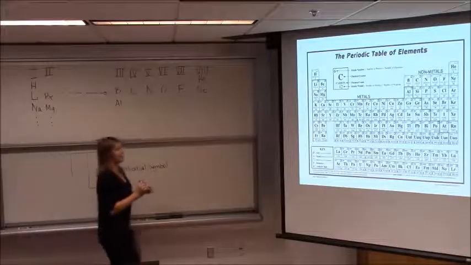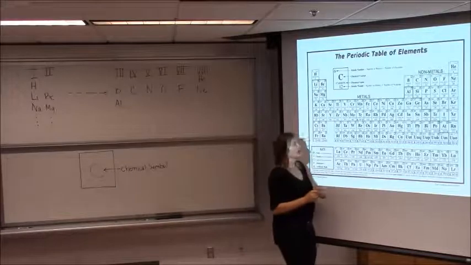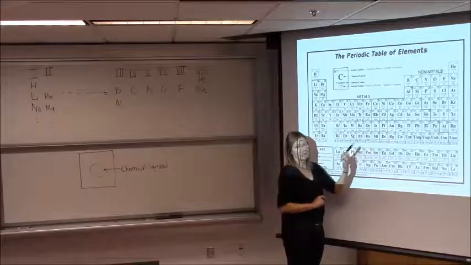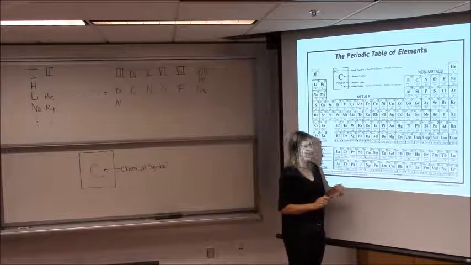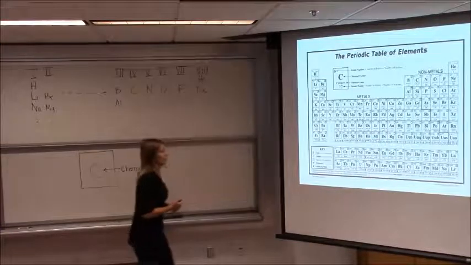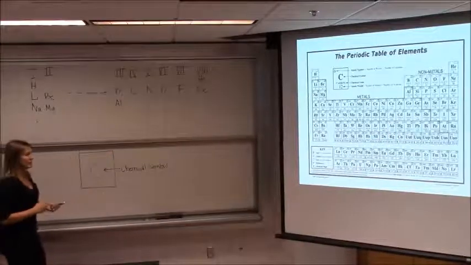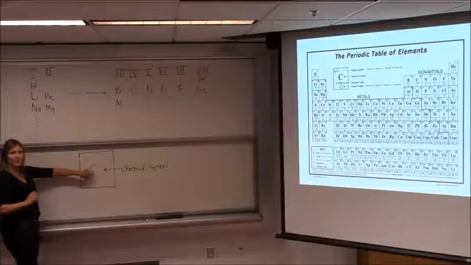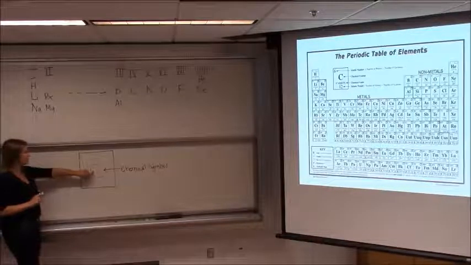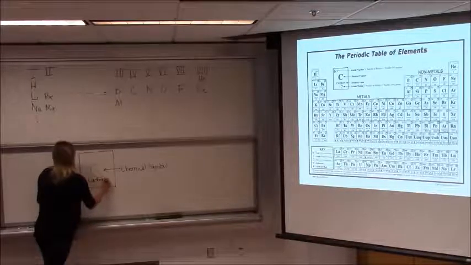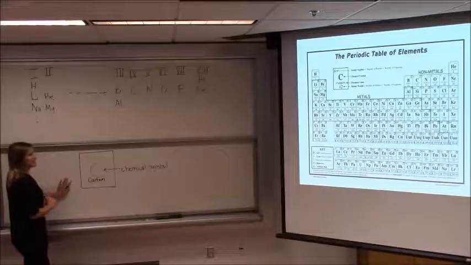For example, AU is gold, and obviously that's different from G. So AU actually stands for aurum, which is the Latin name for gold. So it's not always the English name. Chemical symbol, you should start to recognize the chemical symbols for some of the common elements. And then obviously, chemical name, or the name of that element.